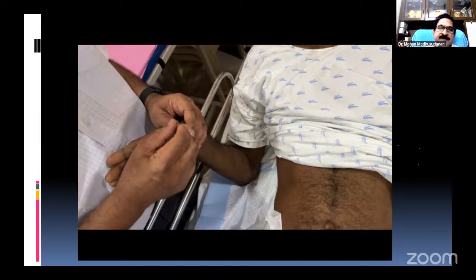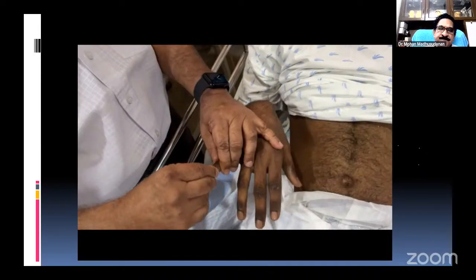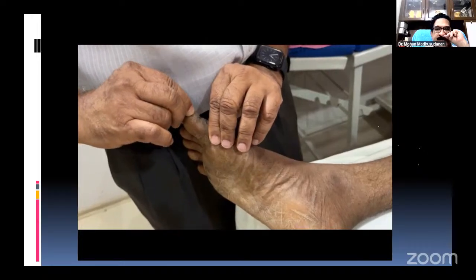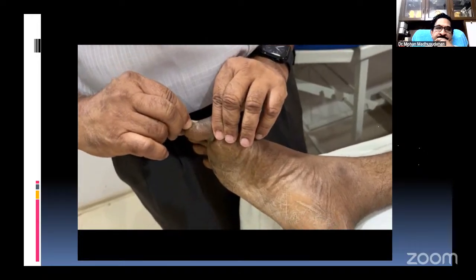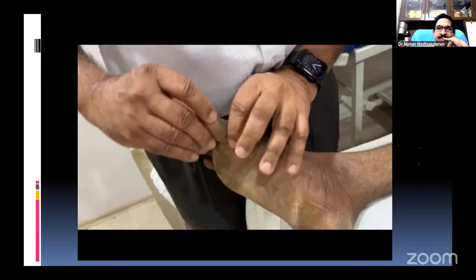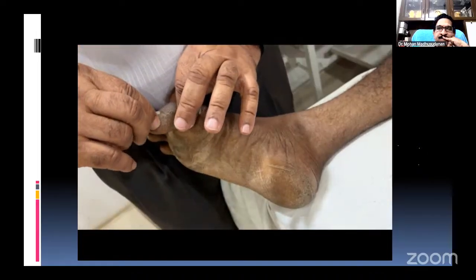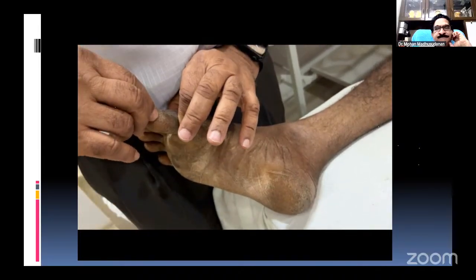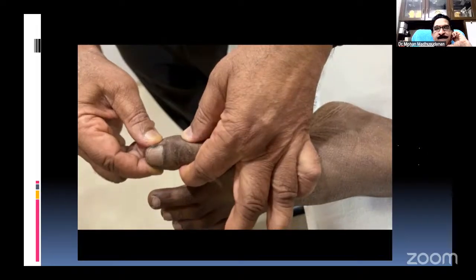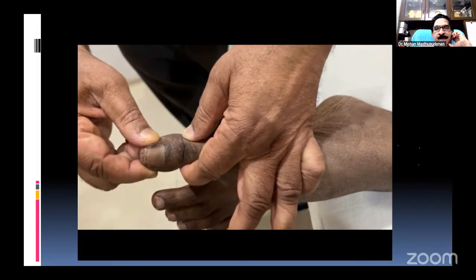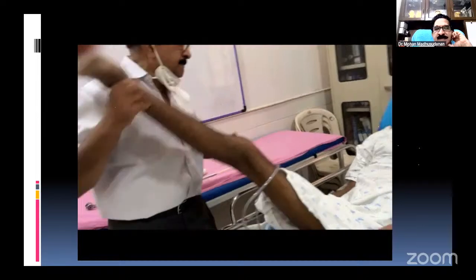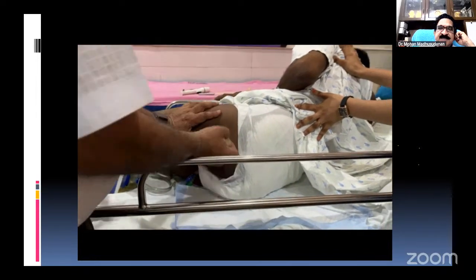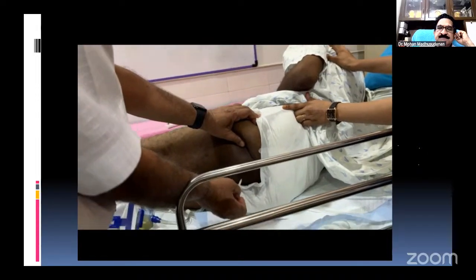Joint sense normal in the upper limb. Lower limb it was absent or impaired. What I told was wrong. Again made a mistake. SLR was negative, perineal sensation was absent and anal sphincter was loose.